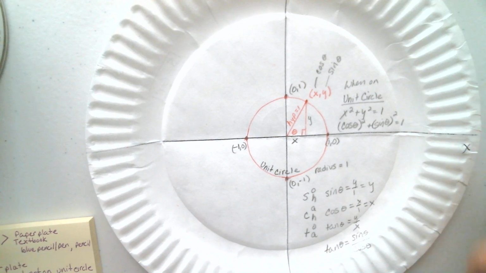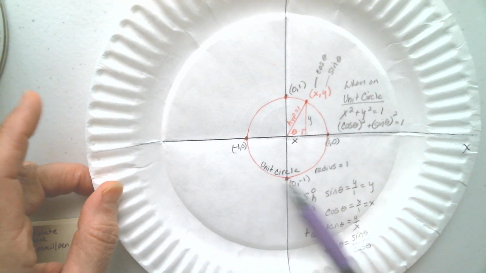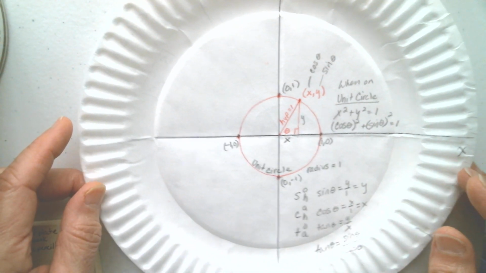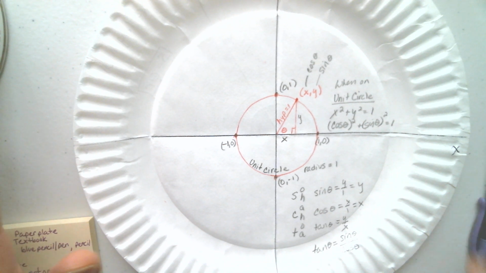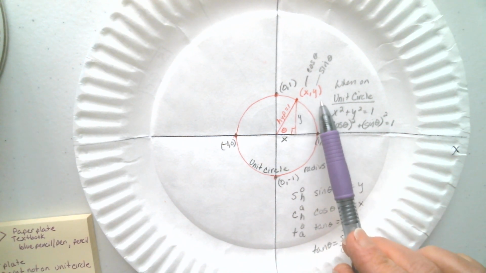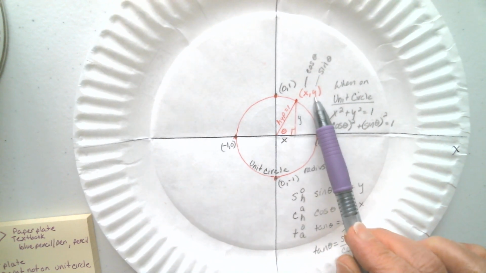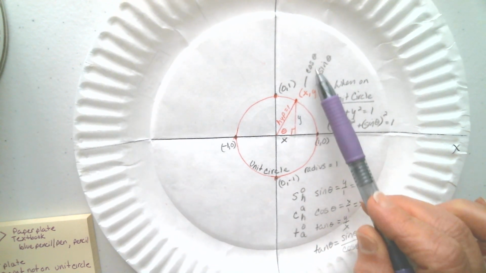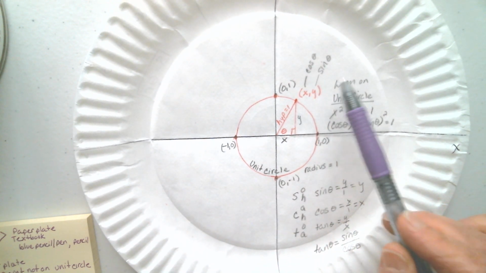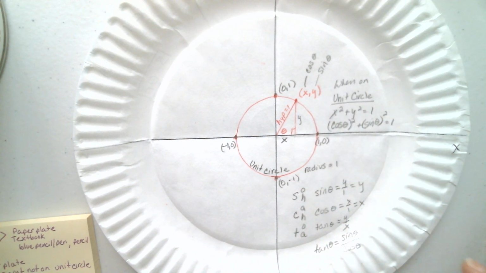All right, so we're on this side of the paper plate where you have your red unit circle drawn. And just remember what's so important about if there's a point on the unit circle, right? Like we have here our x, y coordinates. This point here is on the unit circle. Then the x coordinate is equal to the cosine of the angle, and the y coordinate is equal to the sine of the angle.